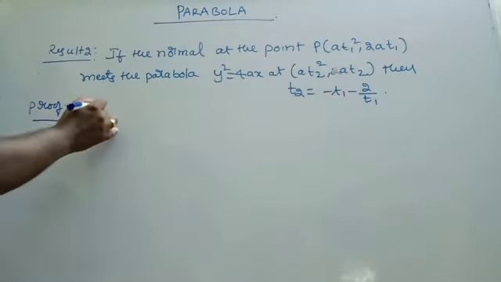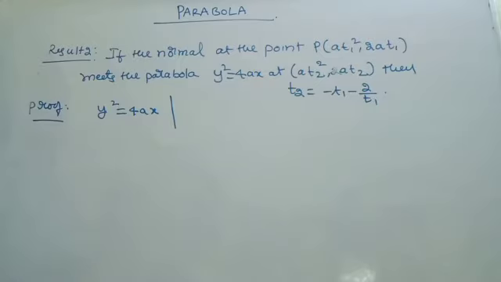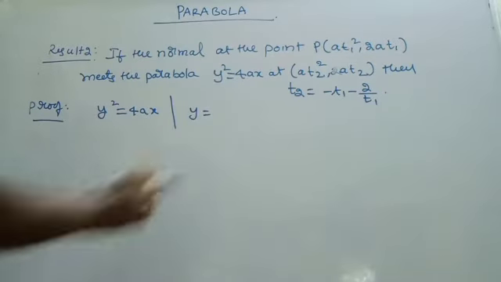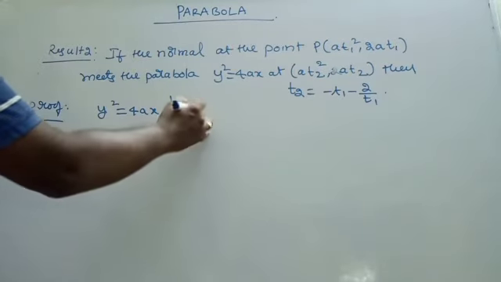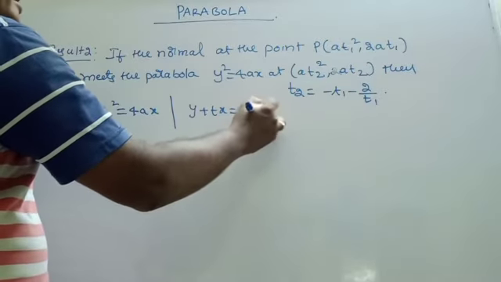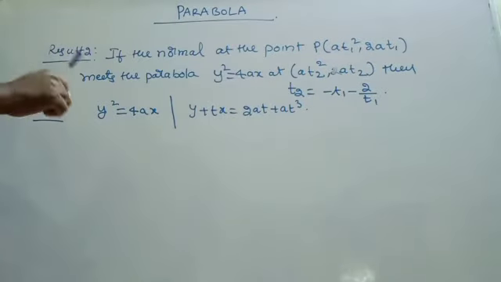We have the parabola y square equals 4ax, and the equation of the normal in parametric form is y plus tx = 2at plus at cube. This is the equation of the normal in parametric form, which we already proved. Just refer to your notes, my dear students.